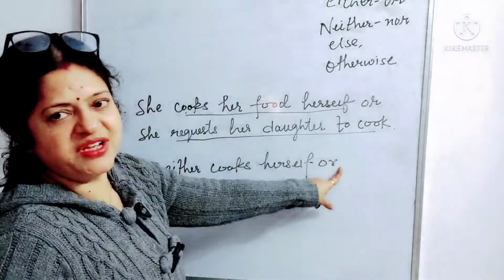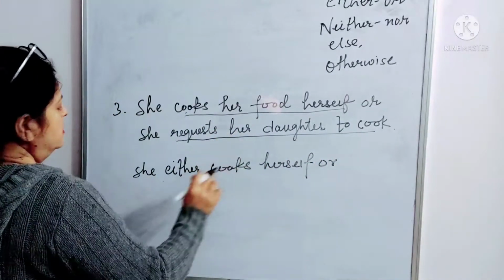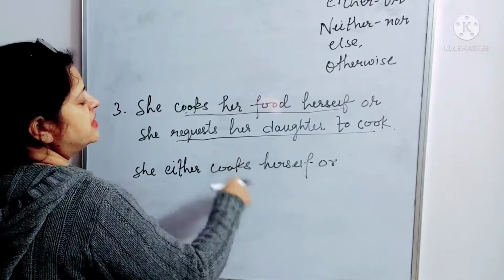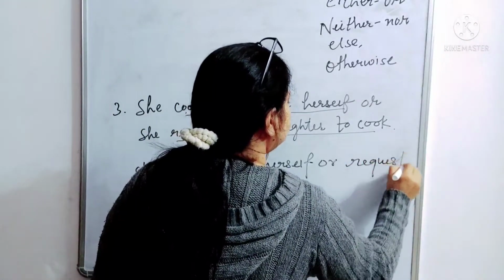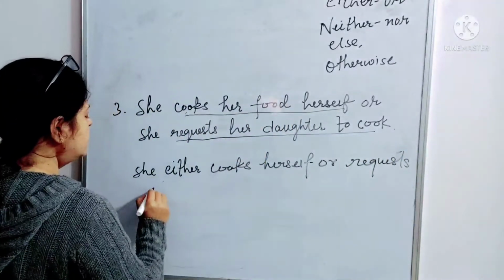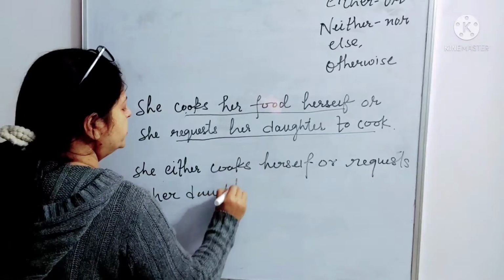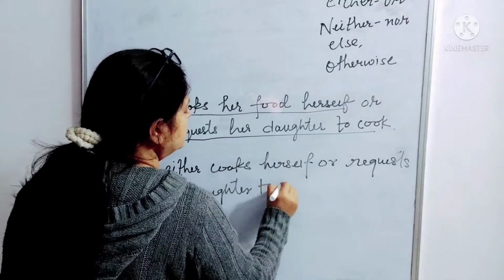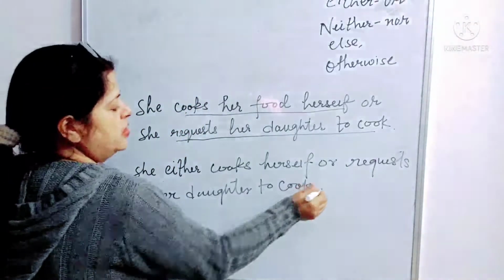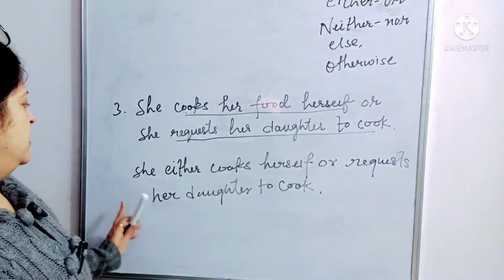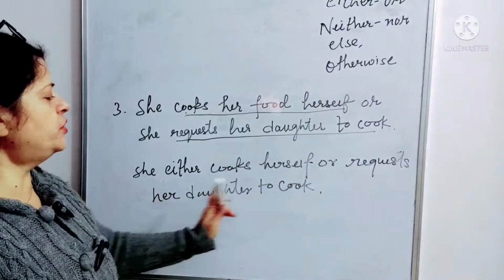now I'm not going to write she again because it is common. She either cooks herself or requests her daughter to cook. We can write food also, but I'm not writing it. So it would be like this: She either cooks herself or requests her daughter to cook.